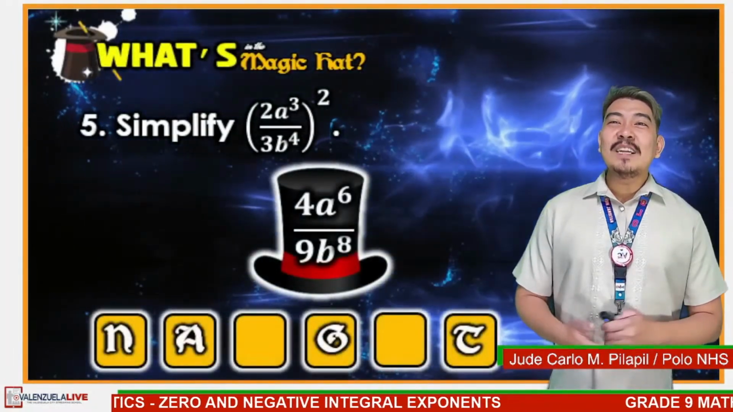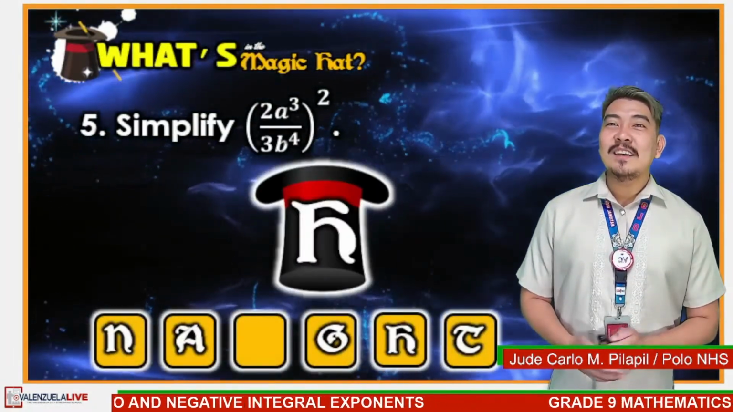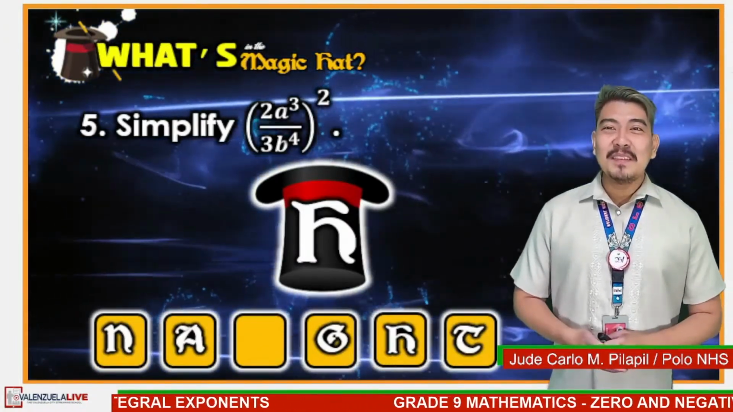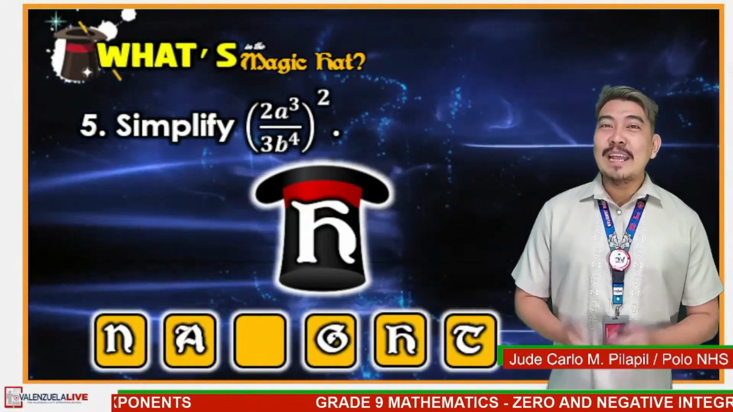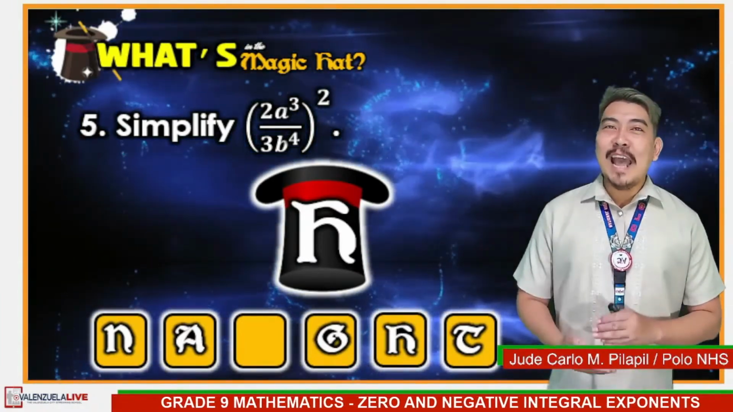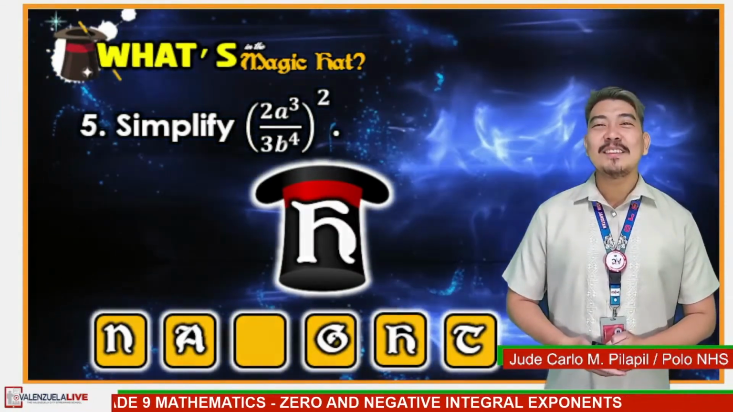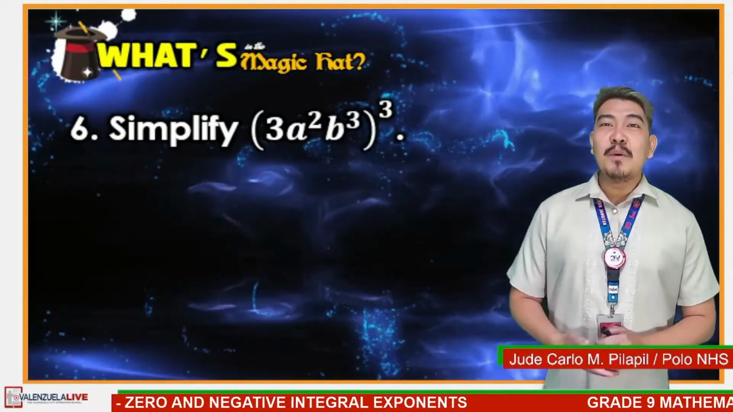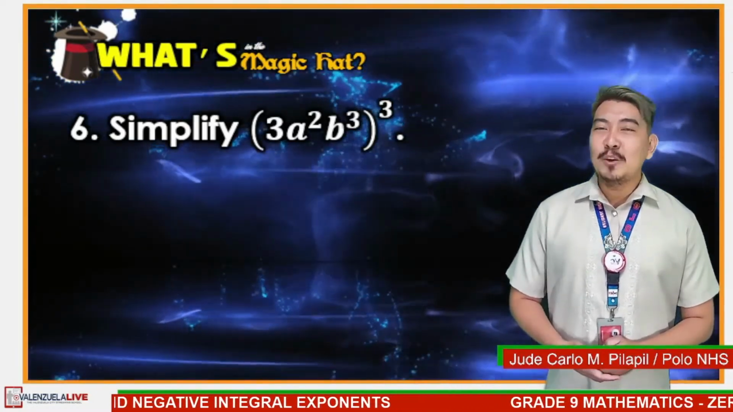The second to the last letter is H. What is the mystery word? Type in your answer and let us verify after answering this last question. The last question is, simplify the cube of 3a squared b cubed.